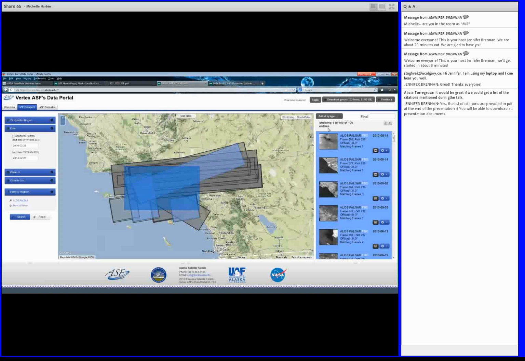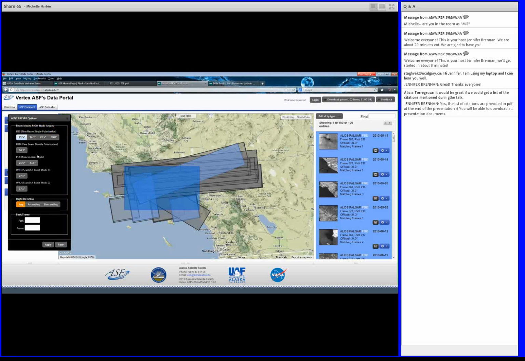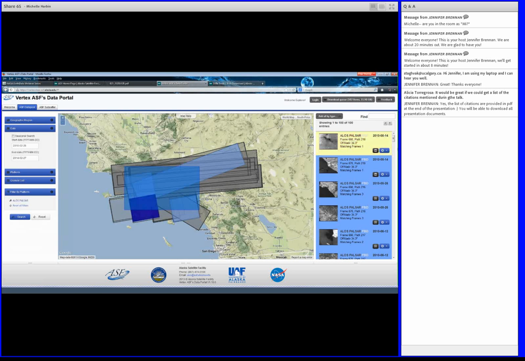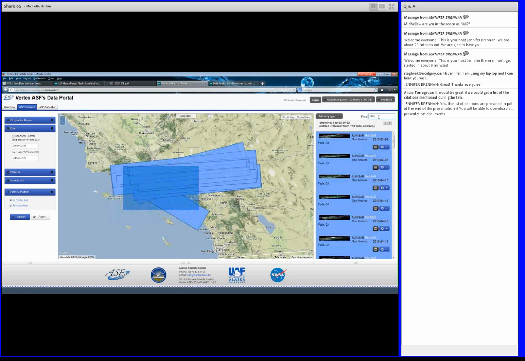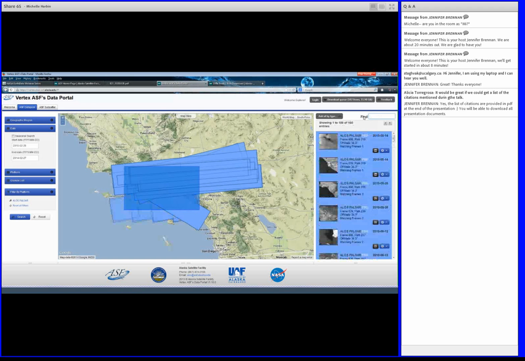Okay, if you wanted to filter, there are a couple of options available for filtering. You can filter by platform over here by clicking on the platform, and the filtering options become available. I'm not going to do any of that. Another quick way of filtering is to type in this find bar. So let's say I didn't want to look at the ALOS anymore, I wanted to look back at the UAVSAR. I could just start typing UAVSAR, and that will filter my search results to just the UAVSAR data. To get rid of that, I just remove it from the find bar, and everything else is back.